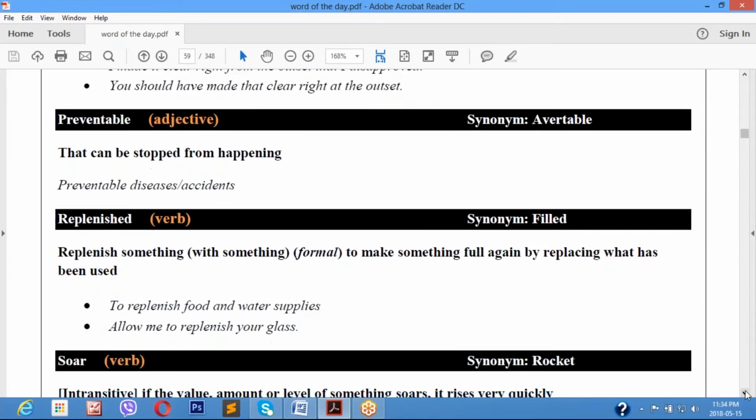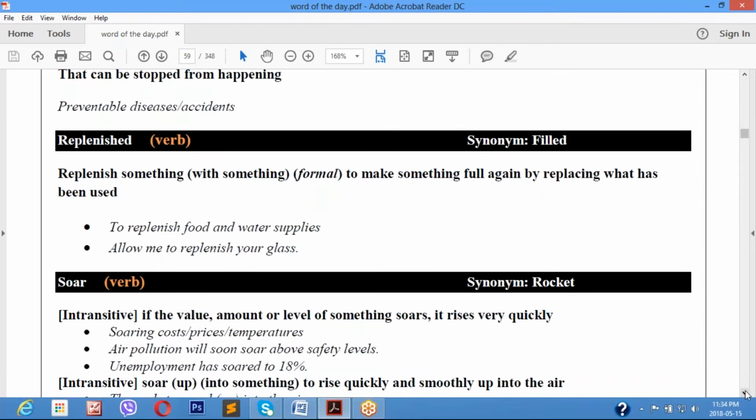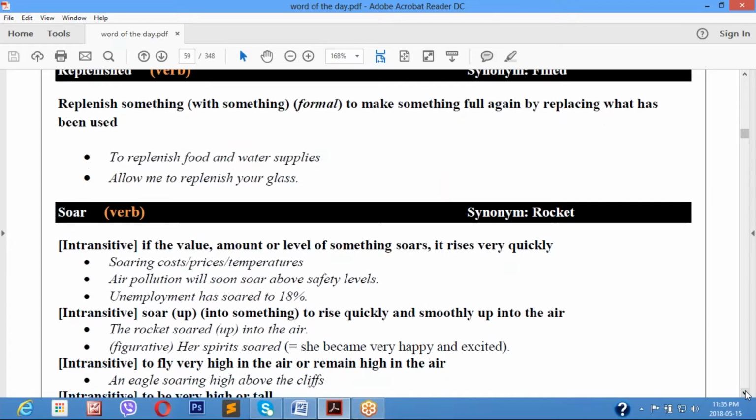Preventable, avertable, इसको दूर रखा जा सके. Replenish, replenish something to make something full again by replacing what has been used. Filled, to replenish food and water supplies, दोबारा से भर देना, ज़्यादा कर देना. Allow me to replenish your glass, मुझे allow करें कि मैं आपके पानी ग्लास को fill कर दूं किसी भी चीज़ से.